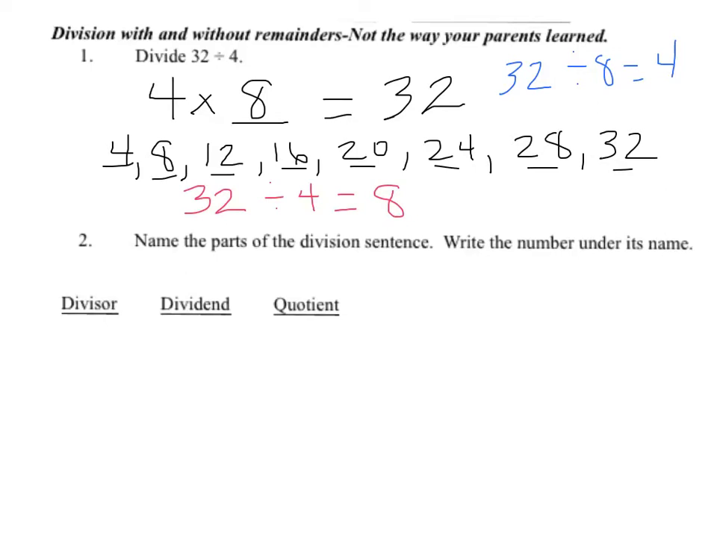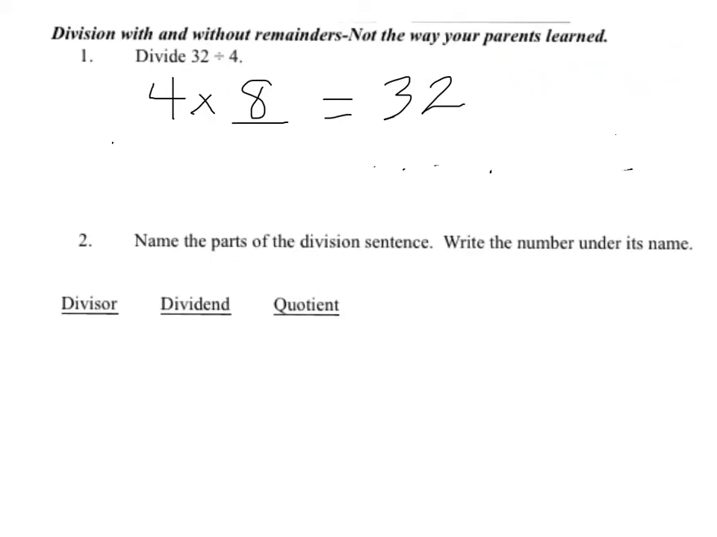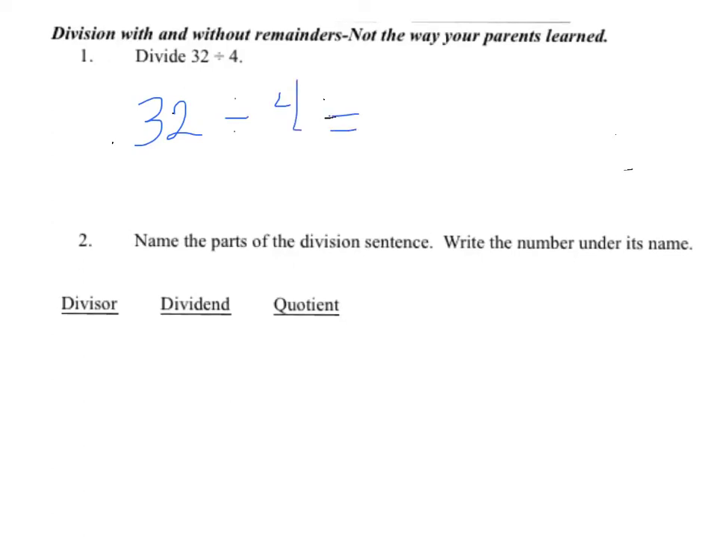Now, all parts of division sentences have special words that name them. And we're going to learn what those special words are. So let's go back to what our multiplication sentence looked like. I'm erasing for a little bit so you can see this. And let's go back to what our problem looked like. Our problem was 32 divided by 4 equaled 8. Now, each of these has special terms. The very first term we're going to talk about is the quotient. The quotient is the answer to a division problem. So the quotient to this problem is 8.